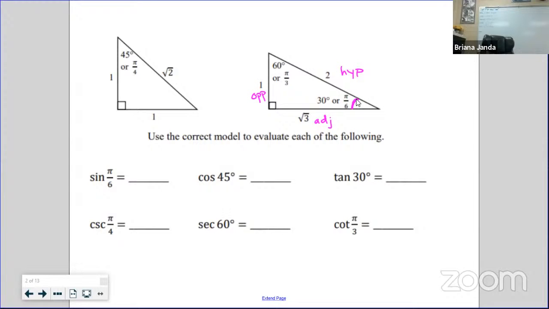Sine being our opposite side over our hypotenuse. So on pi over 6, your answer should have been 1/2, 1 over 2. Any questions on that? Okay, so let's go ahead and just get the rest of the answers up here.